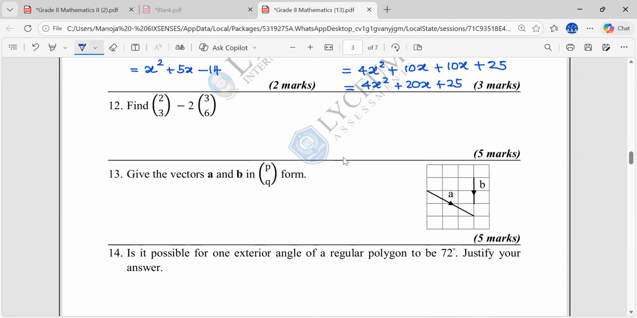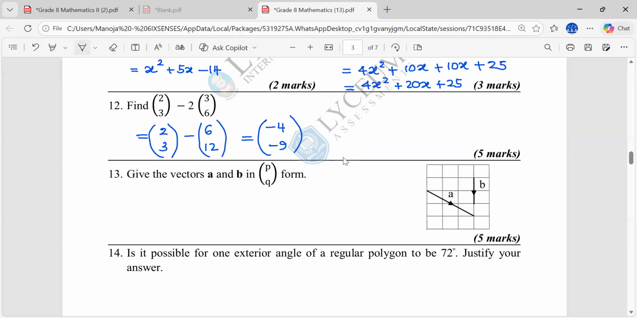First, what you want to do, children, is keep 2 and 3 as they are. And then 2 times 3 is 6 and 2 times 6 is 12. So first you do the multiplication. Then you can do the subtraction: 2 minus 6 is minus 4, and 3 minus 12 is minus 9. So this is the answer, right? Then you can simplify.